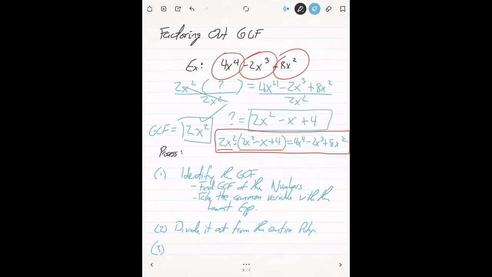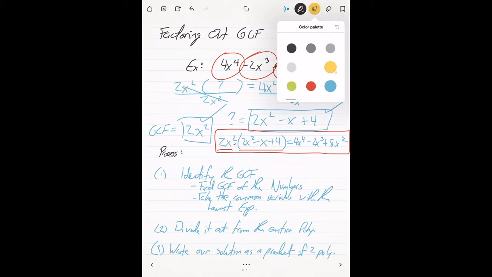And then once we had our answer, once we had that missing polynomial, we wrote our solution as a product of two polynomials. So when we get our final answer, it's important that we write it as two polynomials being multiplied together, or multiple polynomials, I should say, being multiplied together, okay? Because you could have more than two.